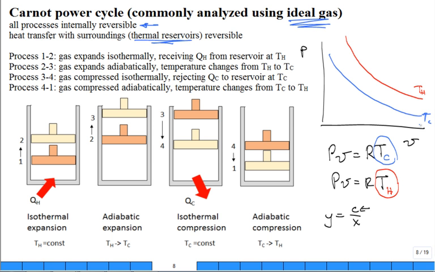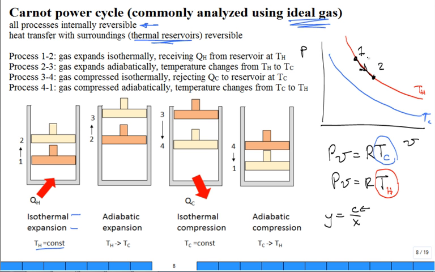Let's take a look at the process 1 to 2. Gas expands isothermally. So what do you mean isothermal expansion? At constant temperature, TH, it's going to expand while it's being heated, while it's receiving heat from a high temperature reservoir, QH. So maybe I put state 1 right here, and I'm going to expand to state 2 right there. That's how it would happen on a PV diagram.